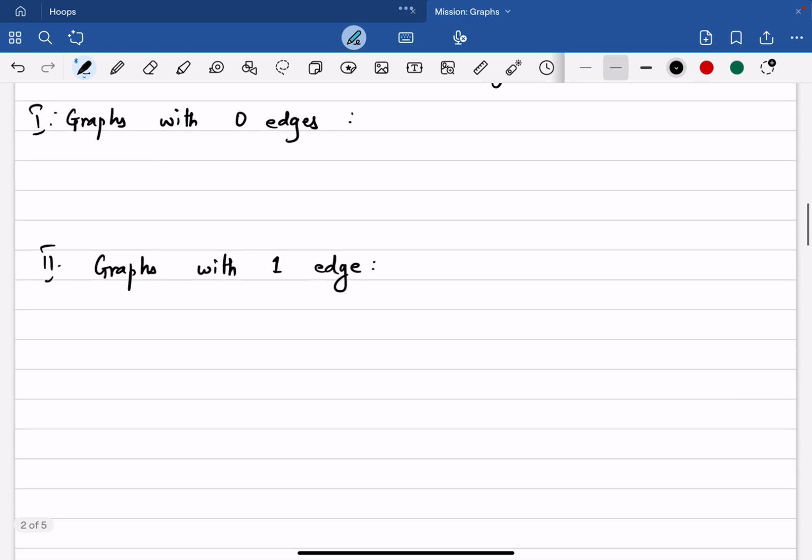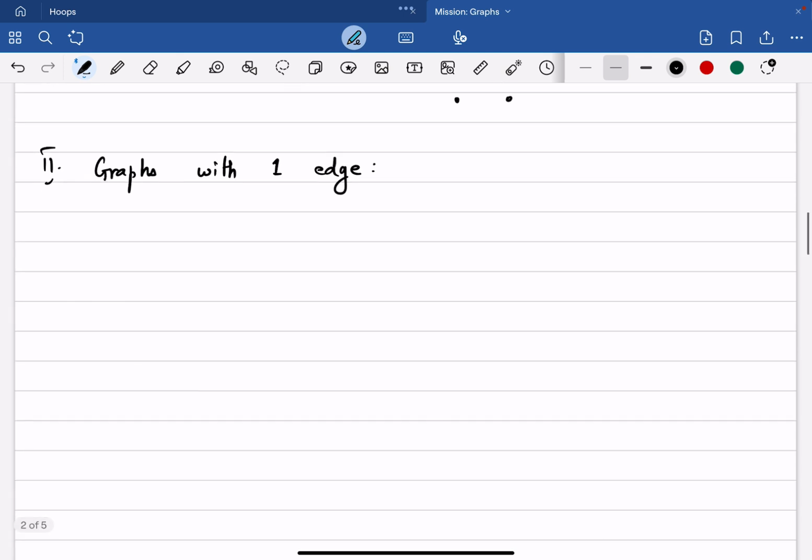Starting with the number of graphs with 0 edges. Well, this is an easy one. There's only one 4 node graph with 0 edges, and it just consists of 4 nodes. Okay, let's do graphs with 1 edge now. Let me draw 4 nodes first. And I could have an edge connecting these two. That's one possibility. Are there more possibilities, is the question.